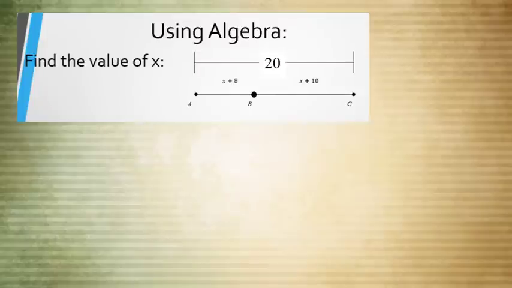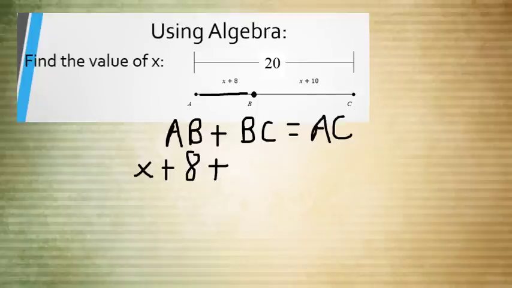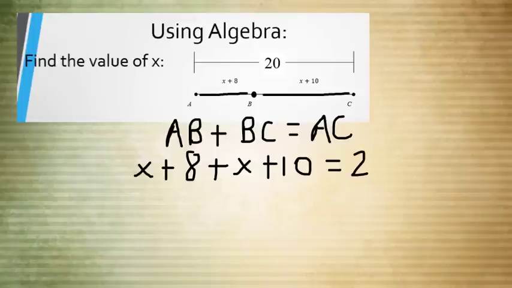Okay, so we have two more examples that we'll go through. The first one, again, is using that segment addition postulate, but now we're throwing some variables in there. So I'm going to start it out the same way. Segment AB plus segment BC is equal to segment AC. So let's go ahead and write in the length of AB. The length of segment AB is x plus 8. BC has a length of x plus 10. And then finally AC, I wrote it in already, but it has a length of 20.